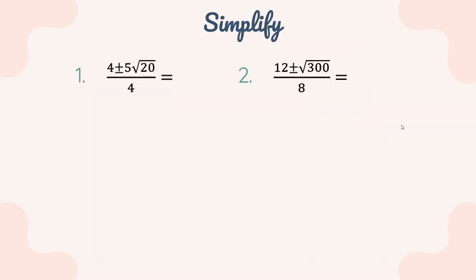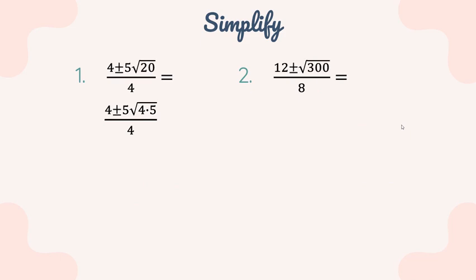You're going to see a lot of this on your homework. This is taking it a step further. Not only am I going to have to simplify the radical, but I'm going to have to simplify the whole expression. For this first one, I'm going to start by simplifying the square root. What is the largest perfect square that goes into 20? It's 4. So I have 4 times 5 underneath the square root symbol.